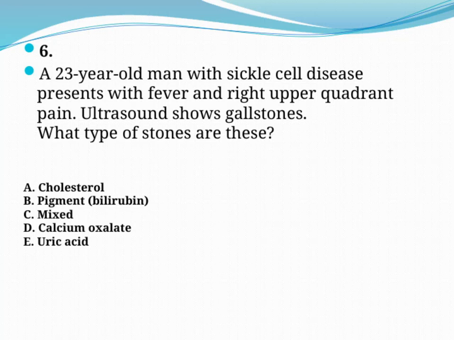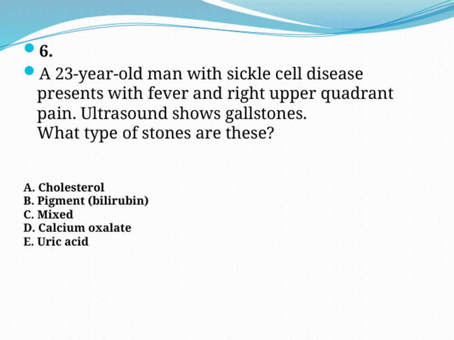Today, we're looking at the different types of gallstones that can form in the gallbladder. The options include cholesterol stones, pigment stones, which are primarily made of bilirubin, mixed stones that contain a combination of components, calcium oxalate and uric acid stones. In this particular case, we have a young man, just 23 years old, with sickle cell disease. He presents with fever and right upper quadrant pain, and ultrasound shows gallstones.